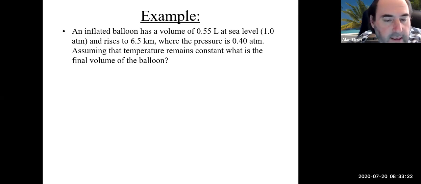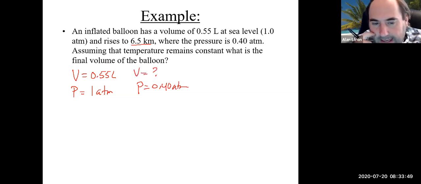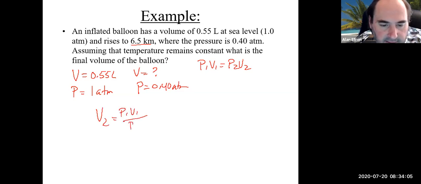Okay, let's take another look. Same idea, if we pull out the information, we have a volume that's 0.55 liters. It's at sea level at one atmosphere. Again, that one atmosphere is a pressure. It goes to 6.5 kilometers, which is useless information here. The pressure is 0.4 atmospheres, and we are looking for another volume. Again, two pressures, two volumes, so P1 V1 equals P2 V2. Here we're solving for V2, so V2 would be P1 V1 divided by P2.